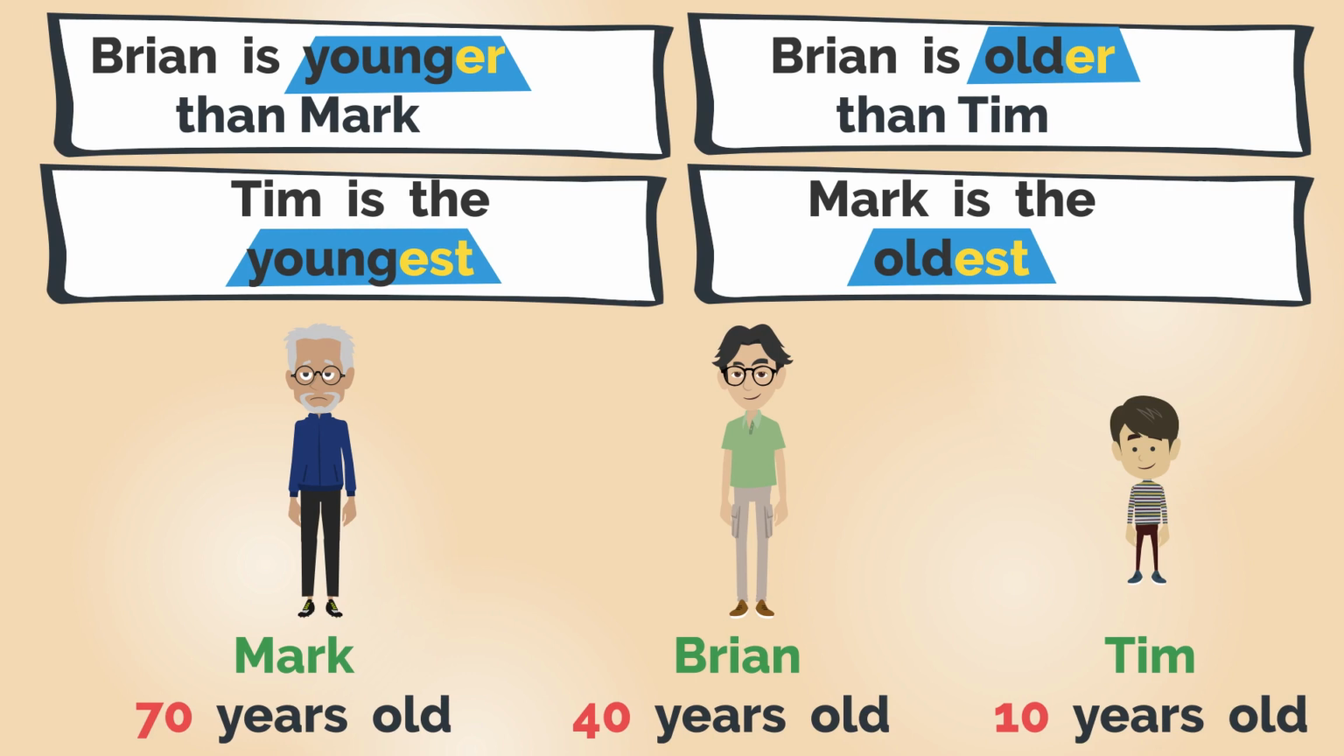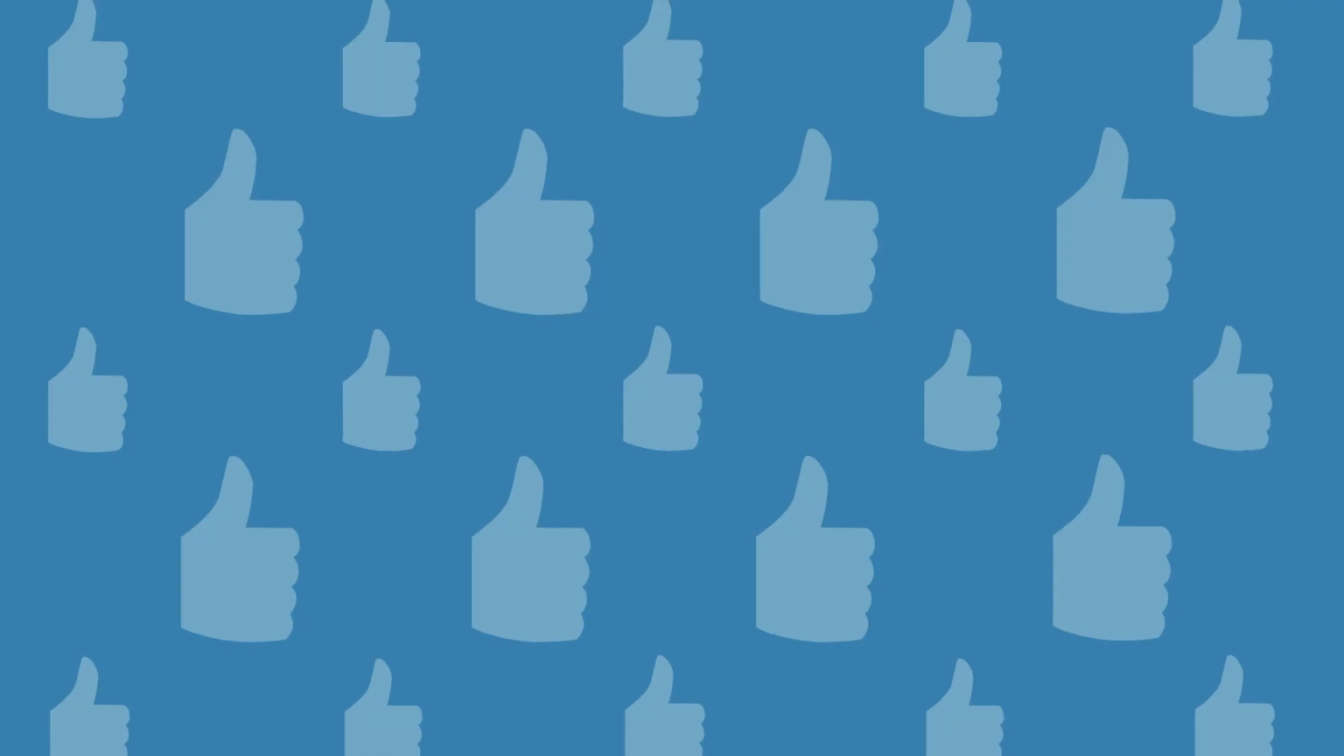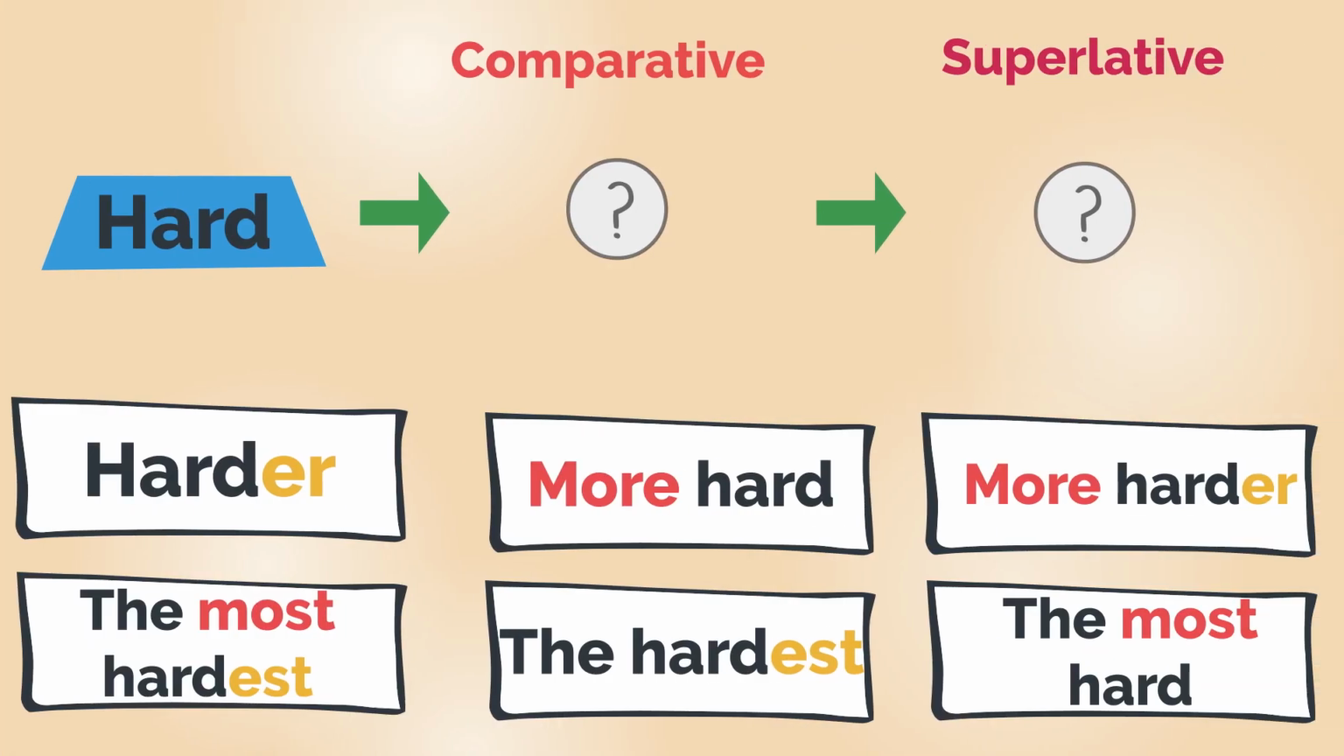Choose the right answers. Mark is the oldest. Brian is younger than Mark. Brian is older than Tim. Tim is the youngest. Choose the right answers.